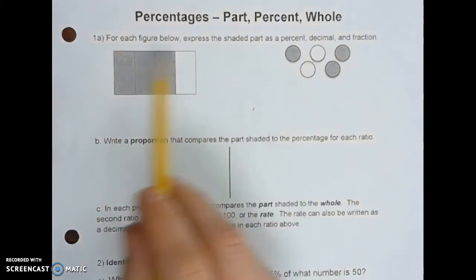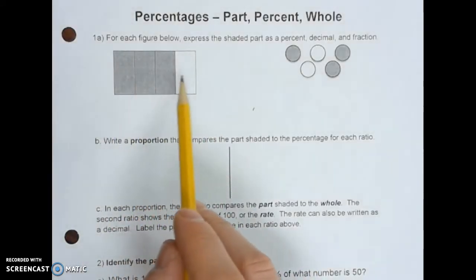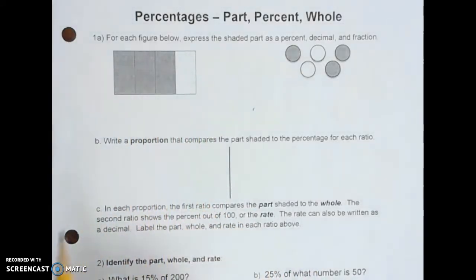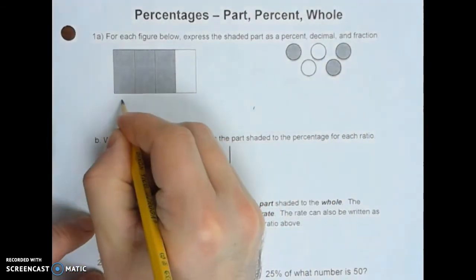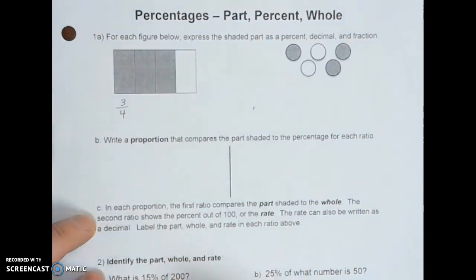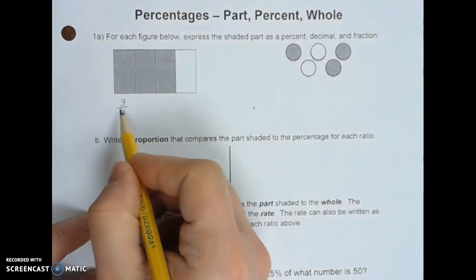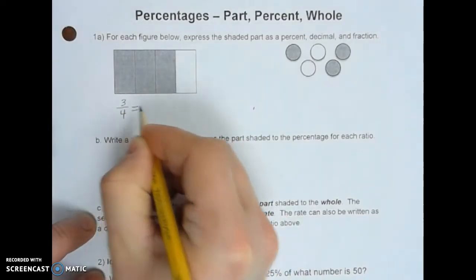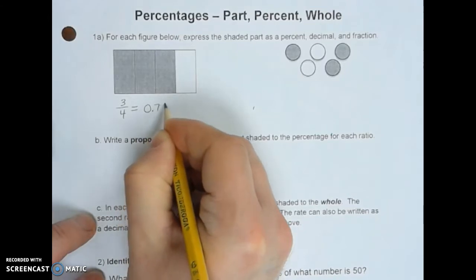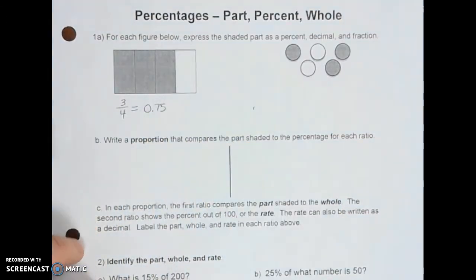Looking at my first picture here, I can see there are 4 equal parts, and 3 of them have been shaded in. The easiest one to start with is the fraction. So I would say that 3 out of the 4, or 3/4 of that figure, has been shaded in. In order to turn a fraction into a decimal, well, this is what we've done before. Remember that a fraction represents division. This means to do 3 divided by 4. If you do 3 divided by 4, you end up with 75 hundredths. So 75 hundredths of the figure has been shaded in.